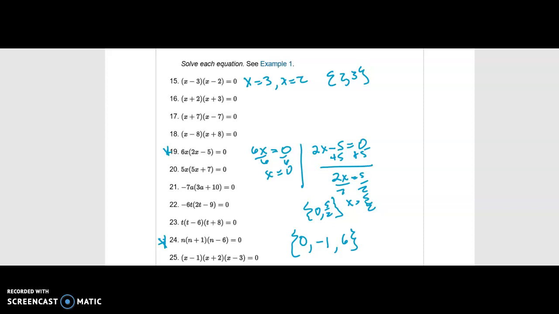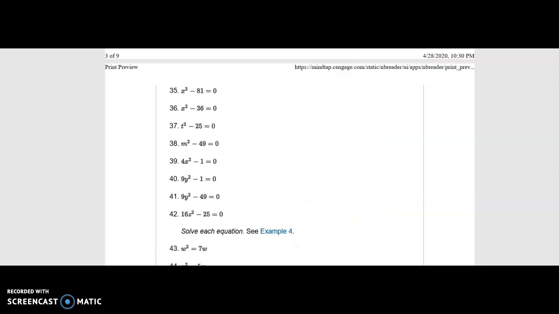What's going to happen next is we're going to have to move terms to one side, factor ourselves, and do this step. Okay, I'm going to look at this set of problems because all of these, 35 through 42, are a difference of 2 squares. Remember that? So I just want to remind you of how to solve it.